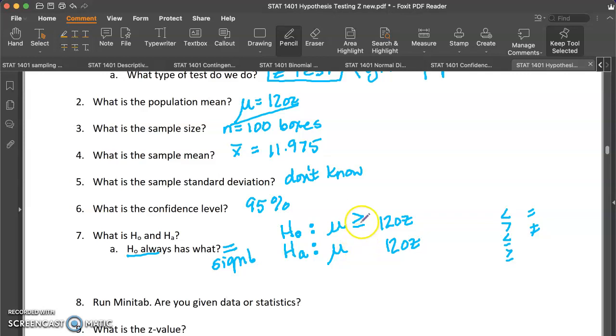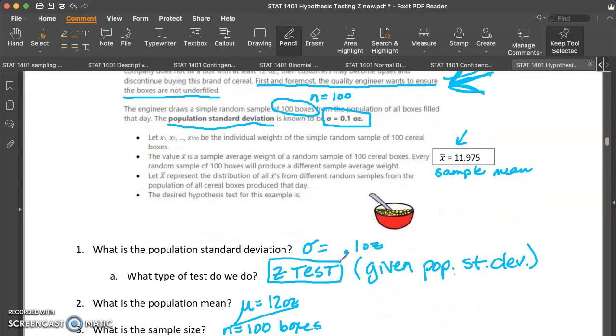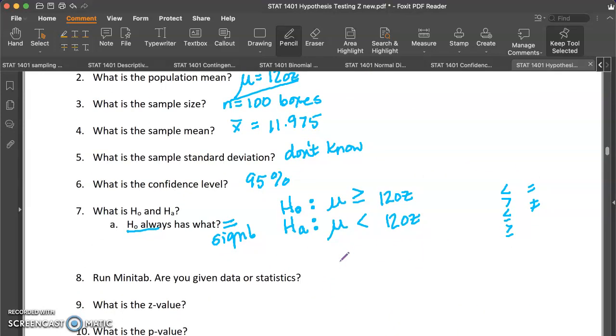And then the alternate is always going to be the opposite of greater than or equal to. So the opposite of greater than would be less than, but this one's always going to have an equal to part, and the opposite of greater than or equal to is less than. Okay, so again, that's going to be based on the question that I talked about above, is what kind are we looking for, or what are we trying to test? And we are testing to ensure that the boxes are not underfilled, which means they're greater than or equal to 12 ounces. And whichever one has the equal sign, you put it on top and put the opposite below it.